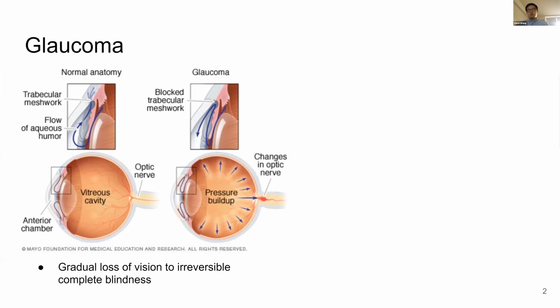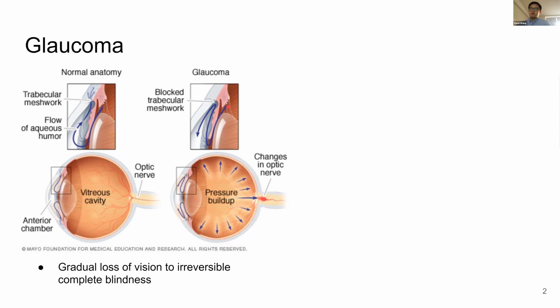Glaucoma is an eye disease that is one of the leading causes of blindness. Normally in the eye, the regular circulation of the aqueous humor in the anterior chamber ensures the functionality of the eye. Glaucoma happens when the trabecular meshwork blocks the circulation and the pressure in the eye starts to build up.